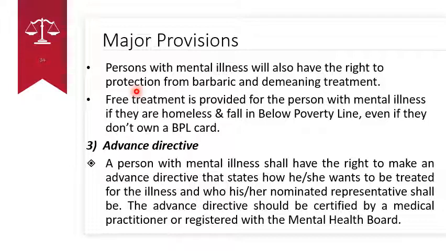The third provision is about advance directives. A person with mental illness shall have the right to make an advance directive that states how he or she wants to be treated for the illness and who his or her nominated representative shall be. This advance directive should be certified by a medical practitioner, or it should be registered with the mental health board.